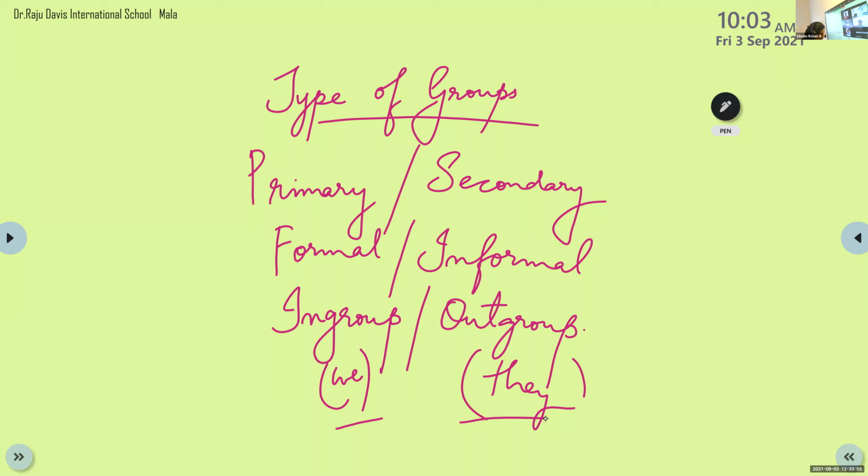Now, it has been found that persons in the in group are generally supposed to be similar and viewed favorably, that is more favorably, and have desirable traits. Members of the out group are viewed differently and are often perceived negatively in comparison to the in group members. Perceptions of in group and out group affect our social lives.